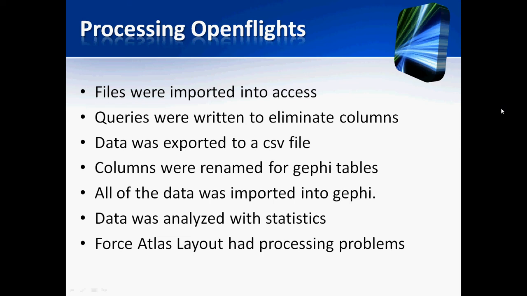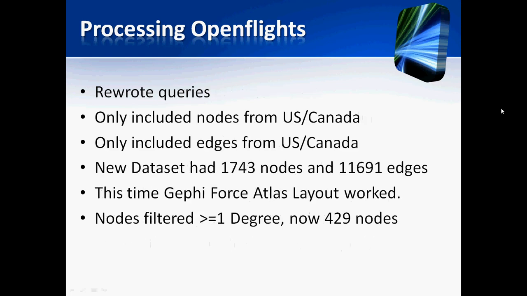So I went ahead and imported the files into Access and made some queries to eliminate unneeded columns, because there were a lot of columns in the two CSV files. So then I exported the queries basically to CSV files, renamed the columns so I could get them into Gephi, and I did the import. The import went fine. I was able to display them, but then when I analyzed the statistics, the force layout had problems reprocessing and visualizing. So I had to do something about that.